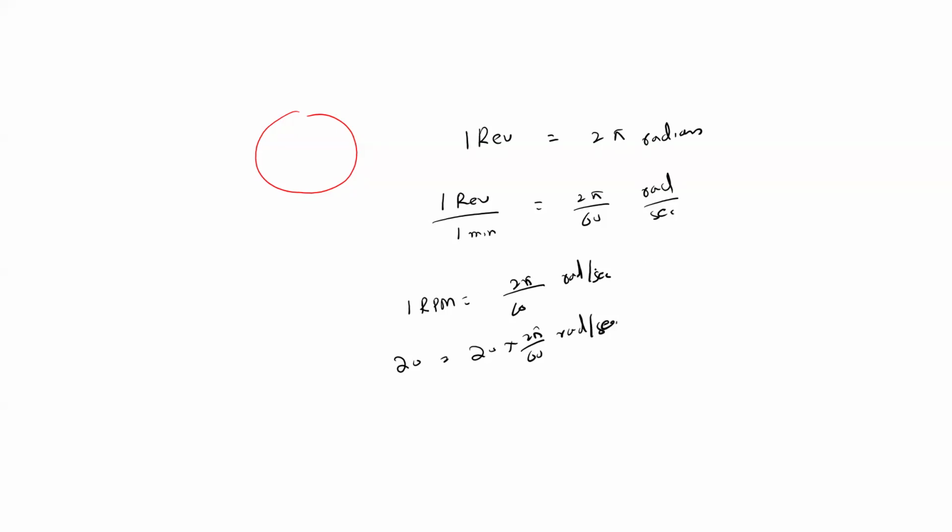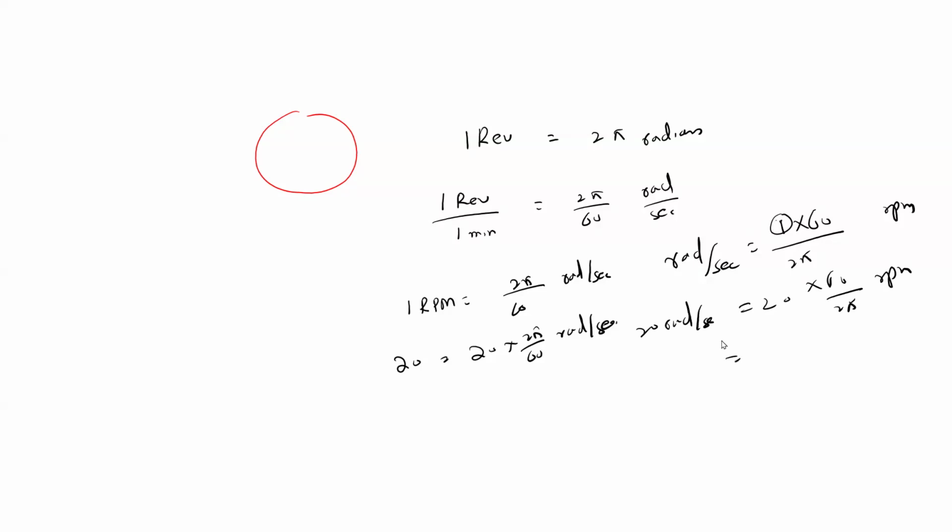Now if I want to find out how many RPM there will be in 1 radian per second, the formula will be: radians per second is equal to 1 into 60 divided by 2 pi RPM. So for 1 RPM, this is the value. For 20 radians per second, this will be equal to 20 into 60 divided by 2 pi RPM.